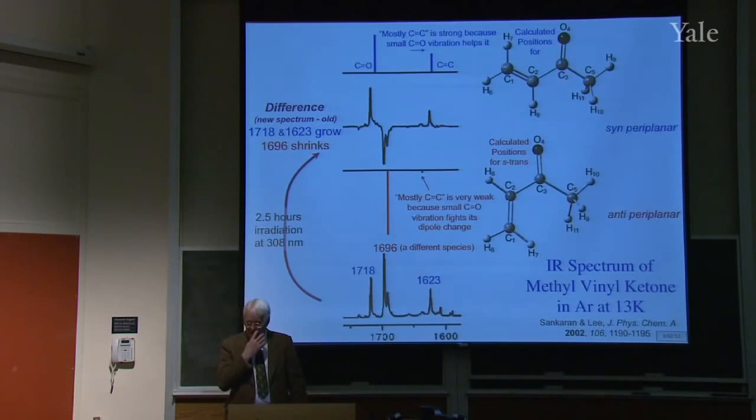Okay, so one of these is called syn-periplanar. It's flat, planar, but adjacent to one another. And the other is anti-periplanar. Okay, there's one more peak there, and I don't know what went away. It might be a combination of some other transitions. That's something we don't want to talk about now.